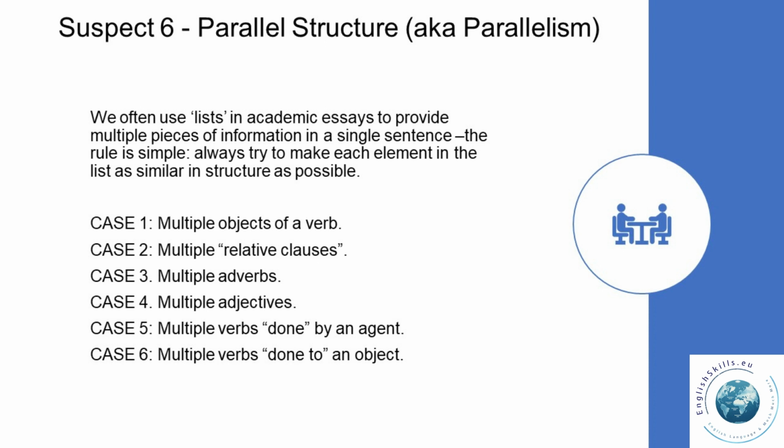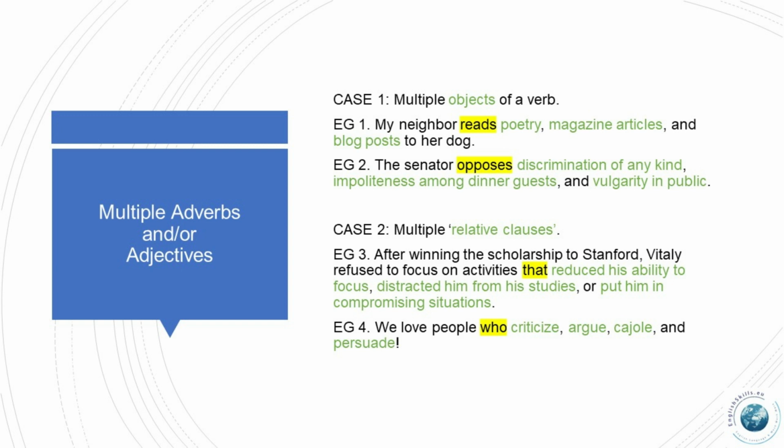Multiple adverbs, case 3. Case 4, multiple adjectives. I'm sure you're all okay with adverbs and adjectives. Adverbs add information to verbs or adjectives, and adjectives add information to nouns. Case 5, multiple verbs done by an agent. Okay, so subject, verb, object, but maybe the subject does more than one verb. You might want to communicate that. Very important that the issue is not a parallel structure grammar error. Case 6, multiple verbs done to an object. Subject, verb, object, but maybe there's more than one verb that the object receives.